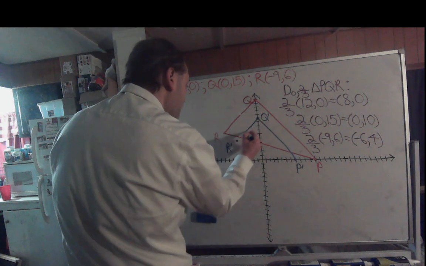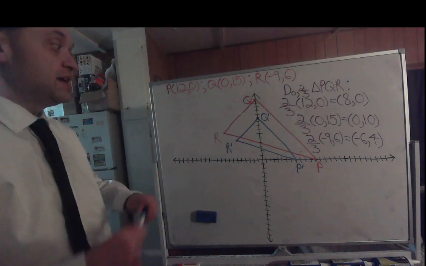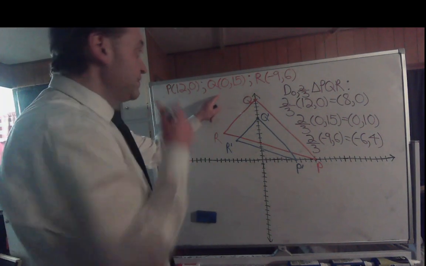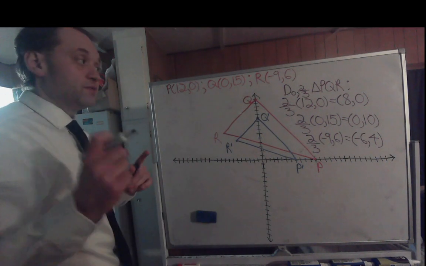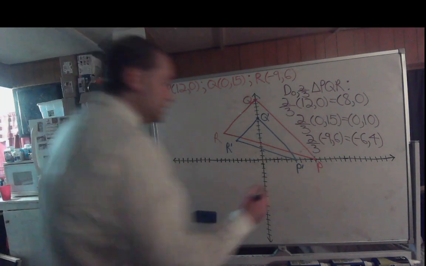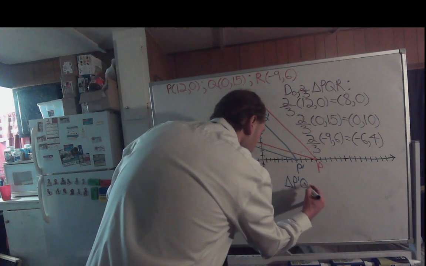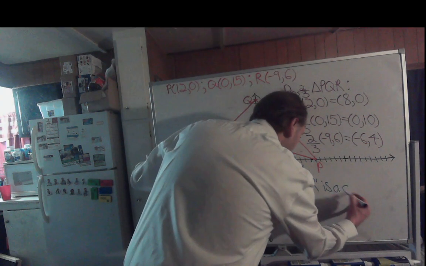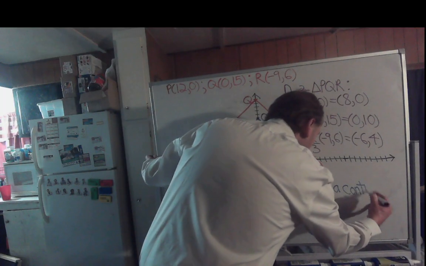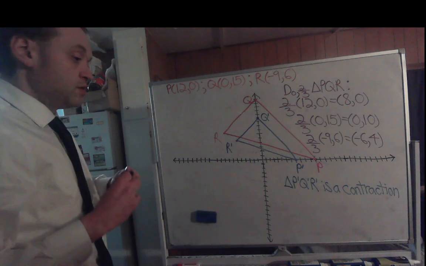There's my R prime. And clearly we can see that since the scale factor given to us to multiply to get the second triangle, the absolute value being 2/3, is less than 1, that means that triangle P prime, Q prime, R prime is a contraction from the original. Right?